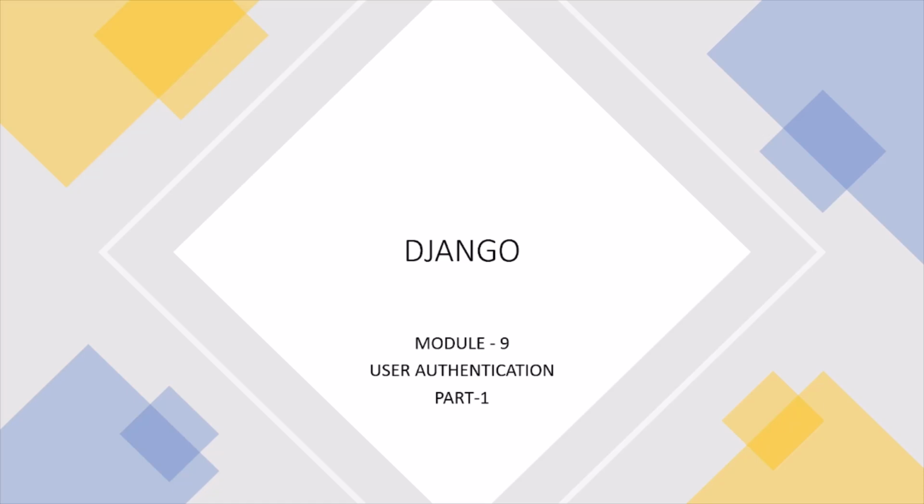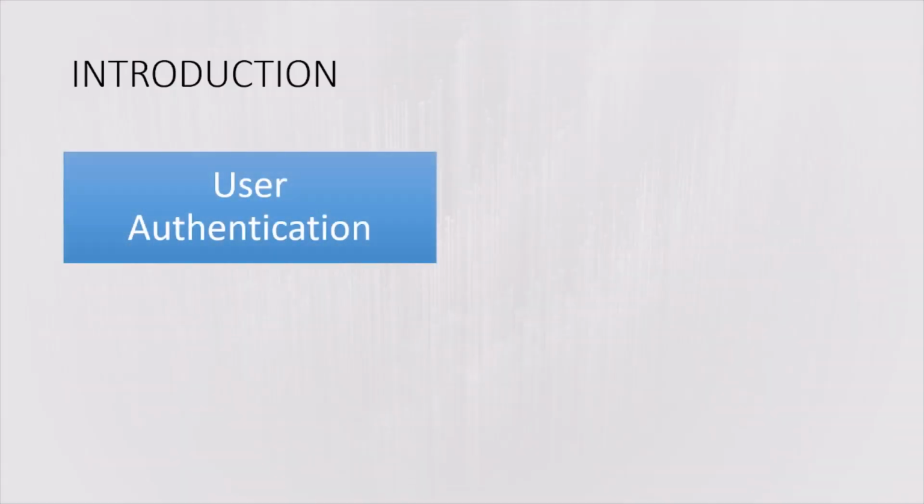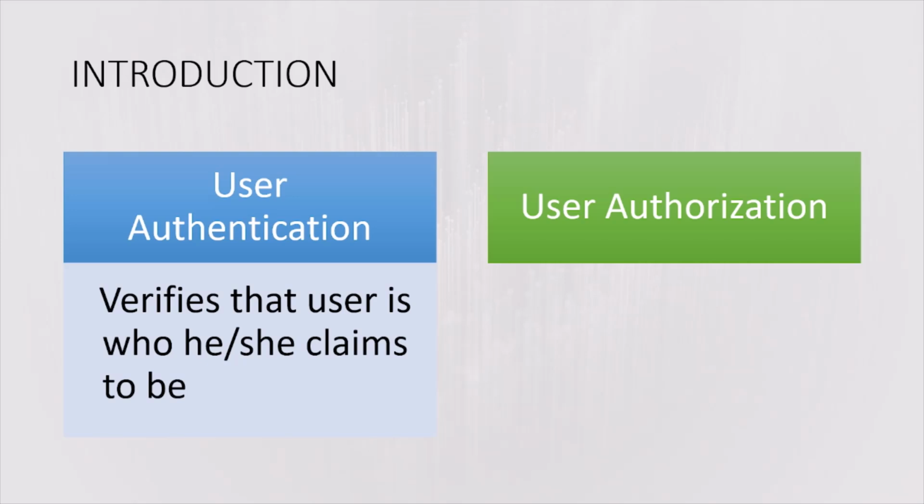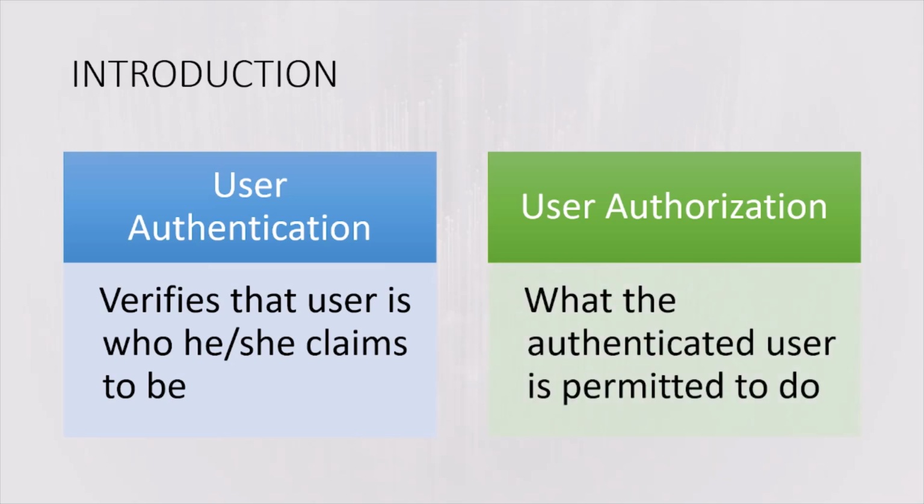As an introduction, the Django authentication framework handles both user authentication as well as user authorization. User authentication means verifying that the user is who he or she says that they are, and user authorization means verifying the permissions that the authenticated user has. Now, the core of the Django authentication system is prescribed in the django.contrib.auth module.